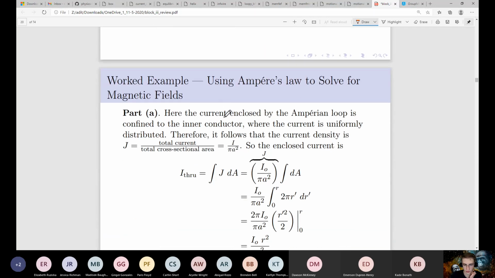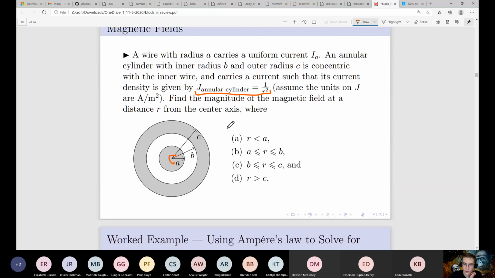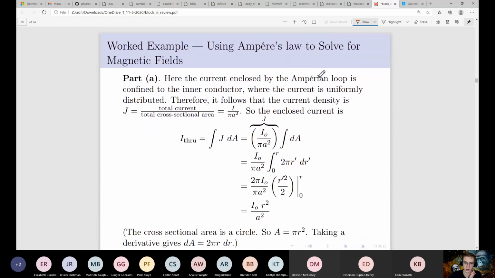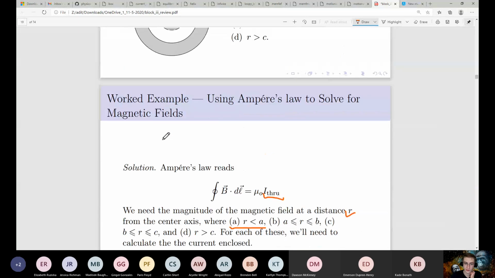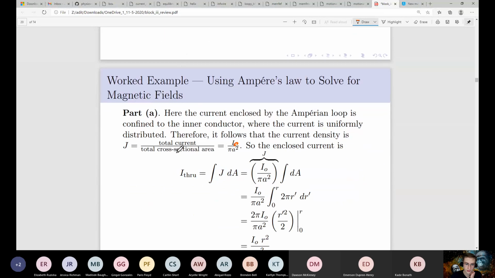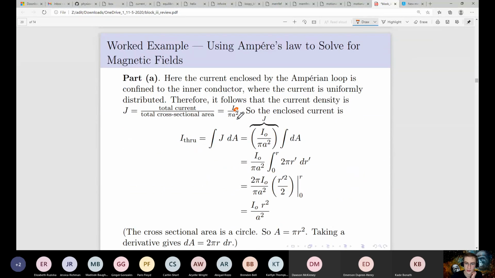Okay, so for part A, we're told that the inner wire carries a uniform current I naught. Whenever current is uniform, we can say that the current density is just a constant. Current density for a uniform current is just whatever the total current is, I naught, divided by the total cross-sectional area. And the total cross-sectional area through which that current is flowing is just a circle with radius a, so it's I naught over pi a squared.